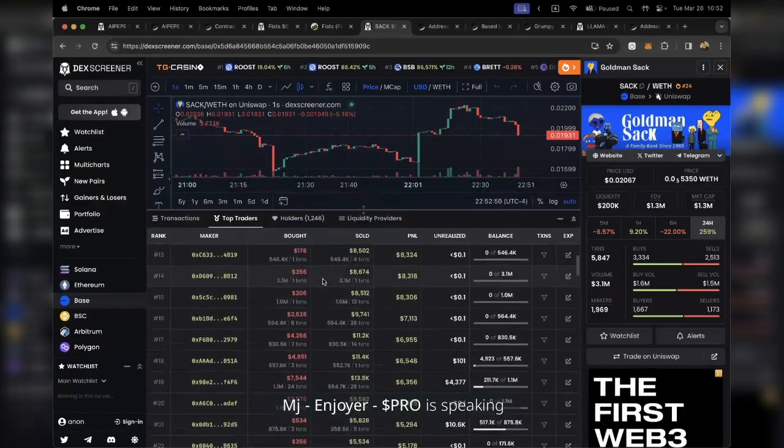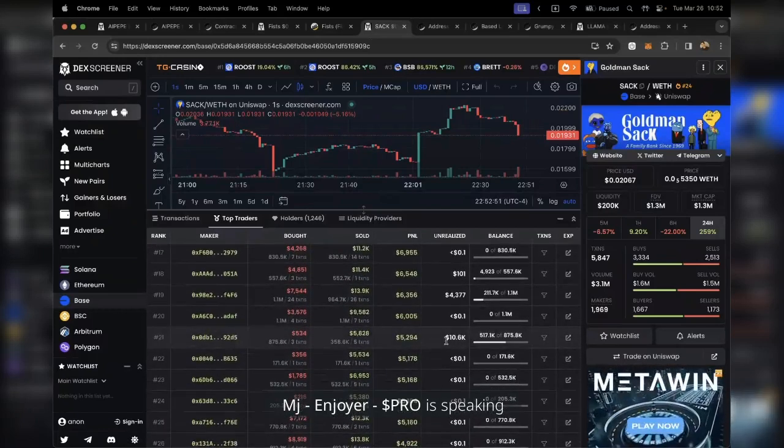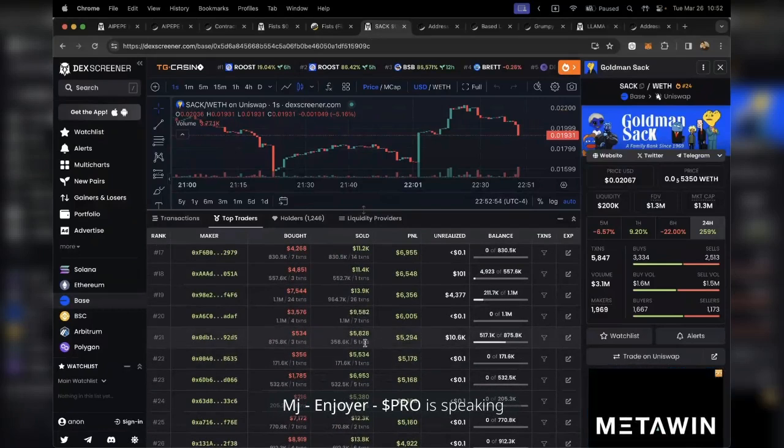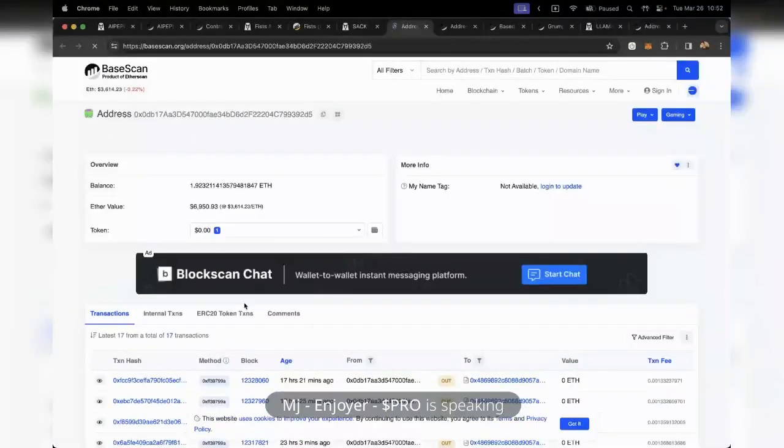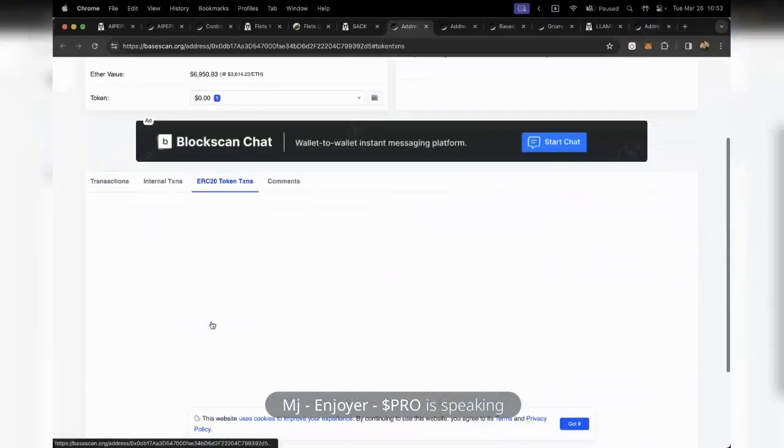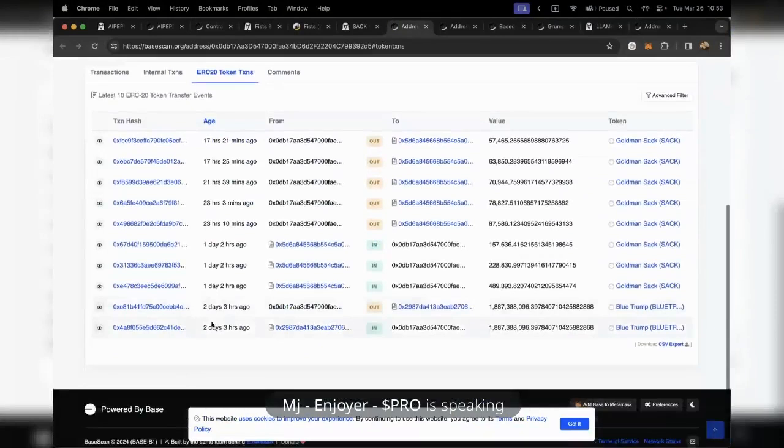Unrealized is also good to keep track of, because this guy bought $500 worth, made $5,000, and still has 10K running on it because he's waiting to see if it goes up or down. Yeah, he made a bunch. He made a bag off it. That's awesome. The only thing he's traded is Goldman Sachs.